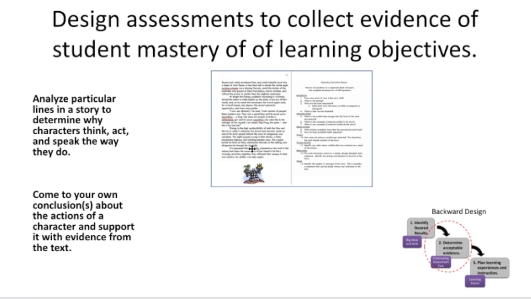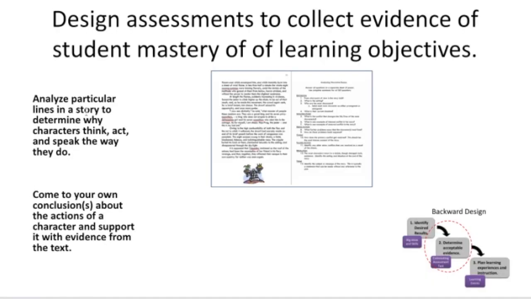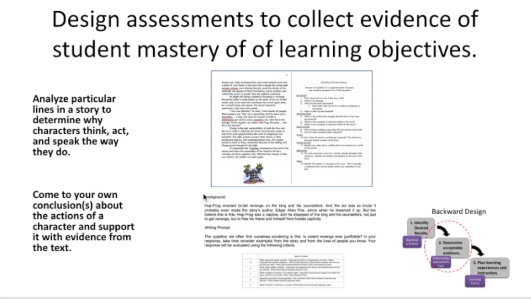This is Hop Frog, a short fiction story, and then questions that specifically are designed to ask kiddos to do what? To analyze particular lines in the story about why characters think, act, and speak the way that they do. And then after they do that, in this case, to help them meet this objective, what we're going to do is give them a writing prompt that requires them to come to and defend a conclusion about why a character did such and such or acts, whatever it is, based on evidence from the text, and make the rubric for that very, very clear to our students.